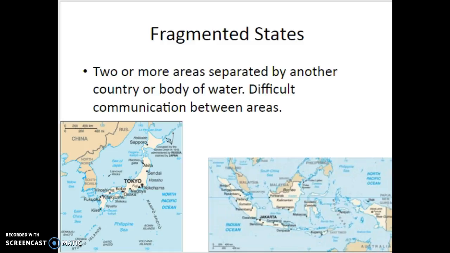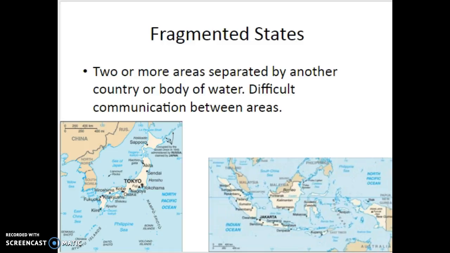The first one we're going to take a look at is fragmented states, which you can see on the screen. We're talking about, for the most part, a state that's separated. For example, Indonesia has several different islands, with several discontinuous pieces of territory. A good rule of thumb: any state that is composed of islands would be a fragmented state.